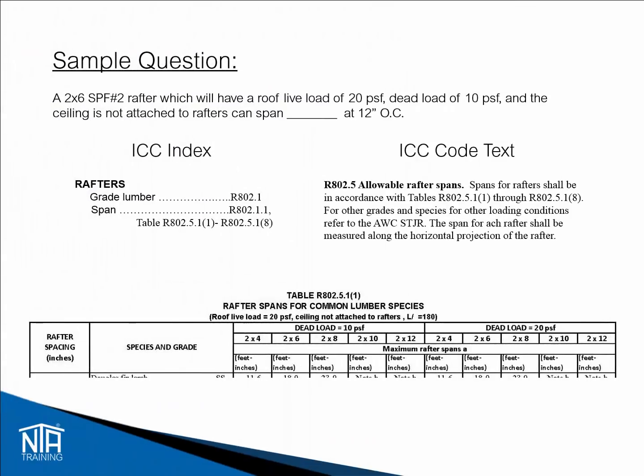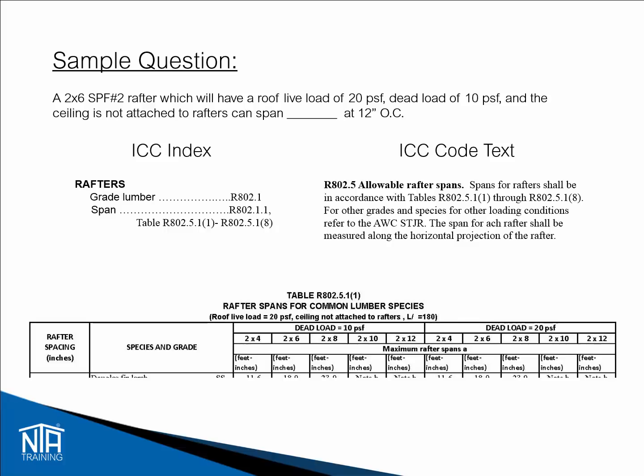A 2x6 SPF No. 2 rafter, which will have a roof live load of 20 psf, dead load of 10 psf, and if the ceiling is not attached to rafters, it can span blank at 12 inches on center. You are looking for the allowable rafter span for a 2x6 SPF No. 2 when it has a live load of 20 psf at 12 inches on center.